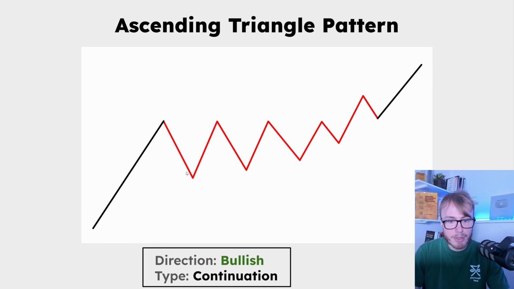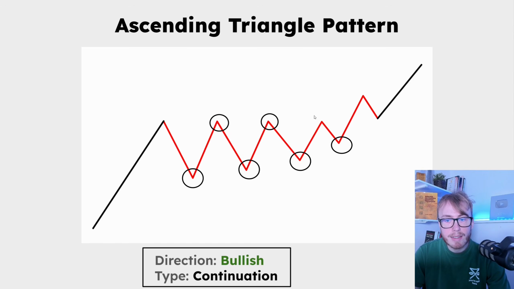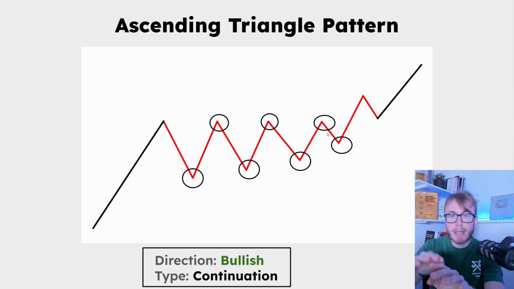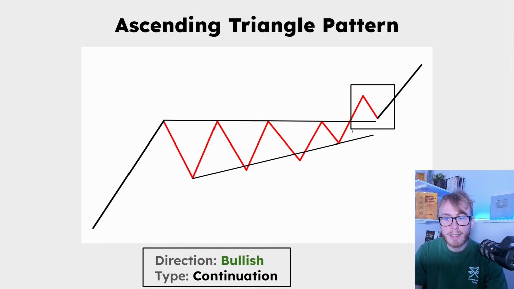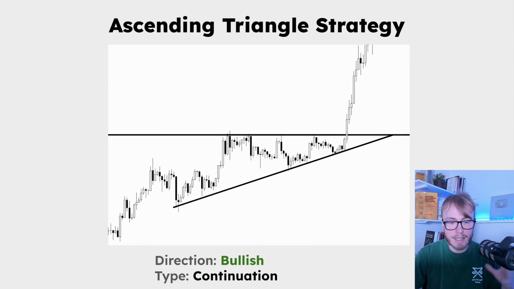The most important part about the ascending triangle is that during the pattern, we need to print consecutive higher lows. And this is very important. And what we also want to see here is the highs of the pattern to be around the same level. These highs don't have to be exactly at the same level, but they should be around the same level. And what we do here is we draw an upward sloping line connecting the lows, and we draw a horizontal line connecting the highs. The first pullback after the break of the resistance is also an important point, and I will talk about that very soon. So now let's take a look at the ascending triangle strategy.